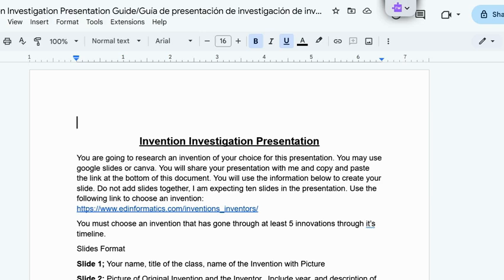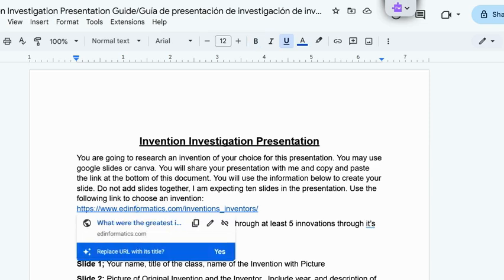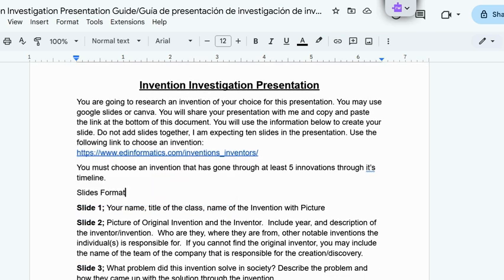I need 10 slides. I'm expecting 10 slides, like I said, so I need 10 slides. Do not try and put a bunch together to shorten your slide presentation. Use the following link to choose an invention. I have added a link below for inventions for you to go through, or you can just Google your own type of inventions if you want to.